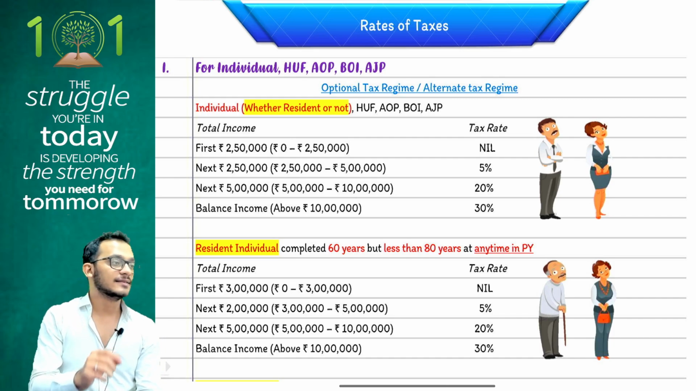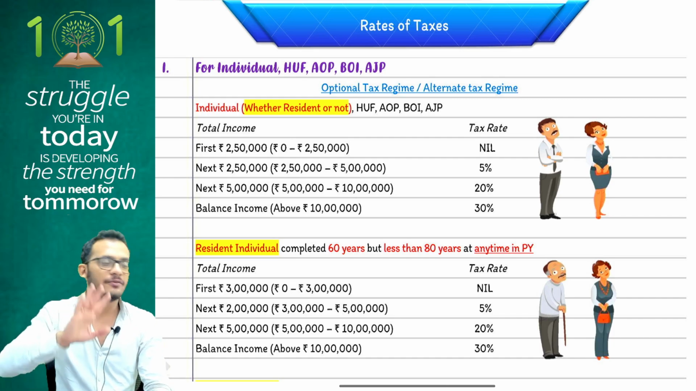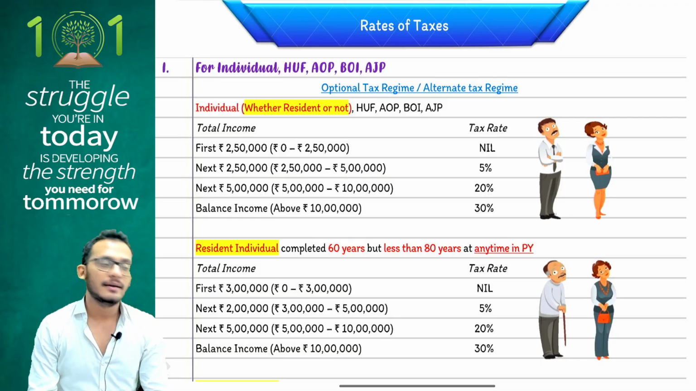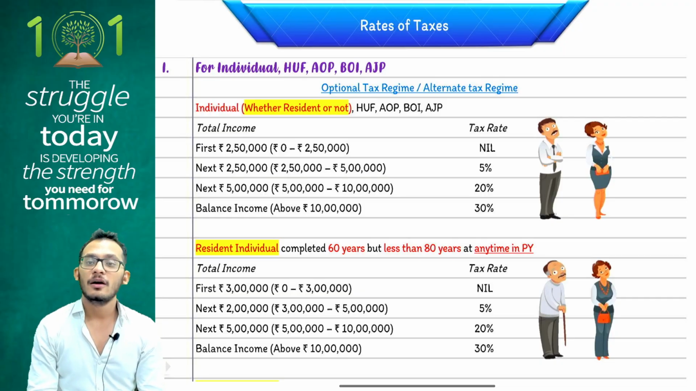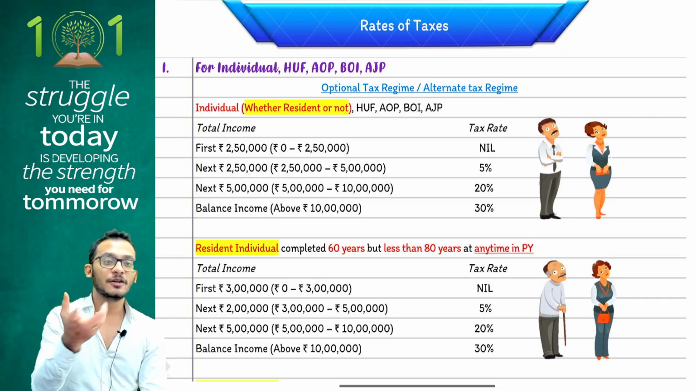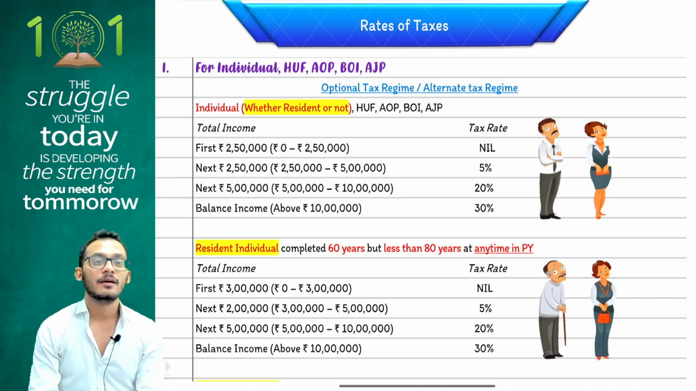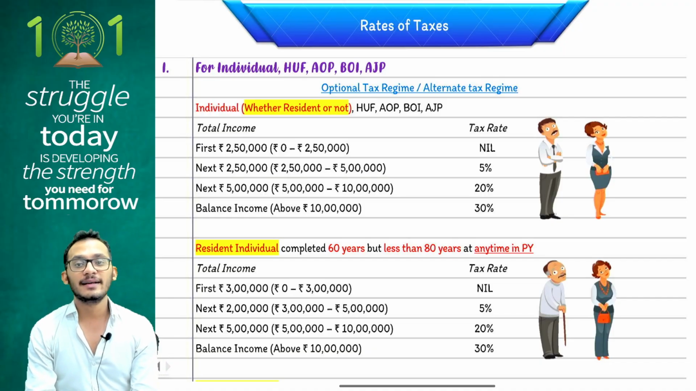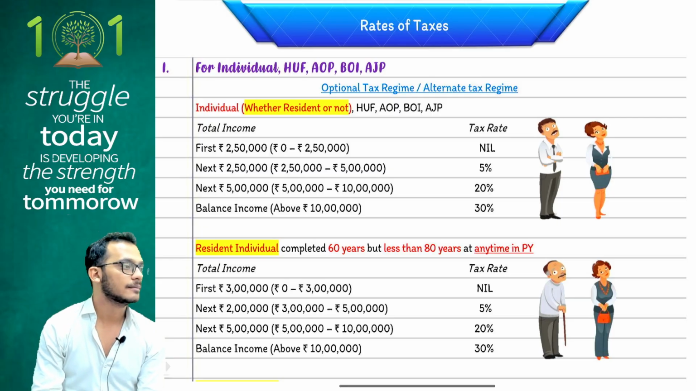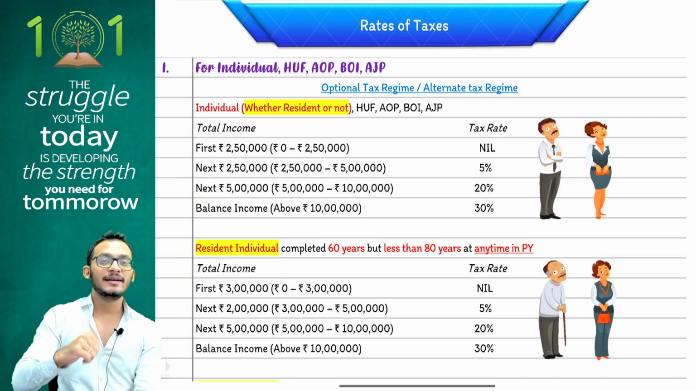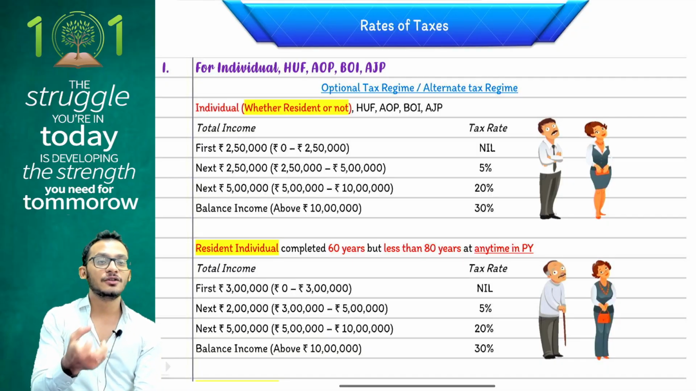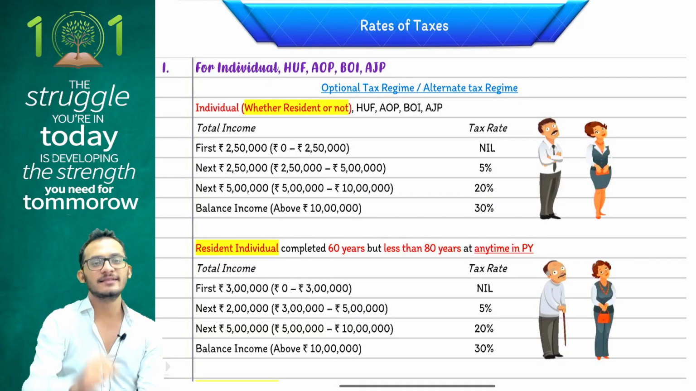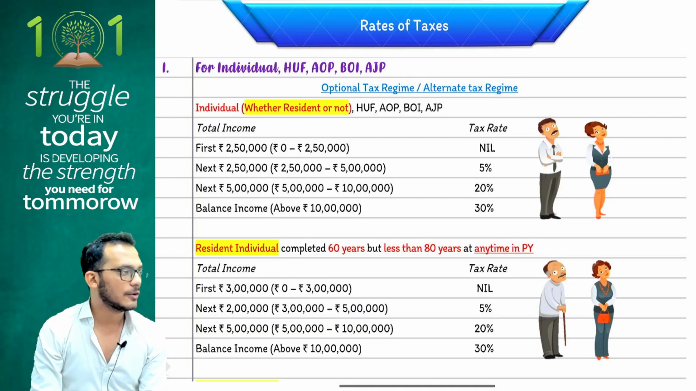If the question says the person is paying tax under 115BAC, you are going for default. If it says you're opting out of 115BAC, you're going for alternate. When it says you're paying tax as per normal provisions, you're going for alternate. But if you're paying tax as per the new provisions, it is called default. If it says you're paying tax as per special provisions, it is called default. If it says he is not opting out of 115BAC, you're going for default tax regime.